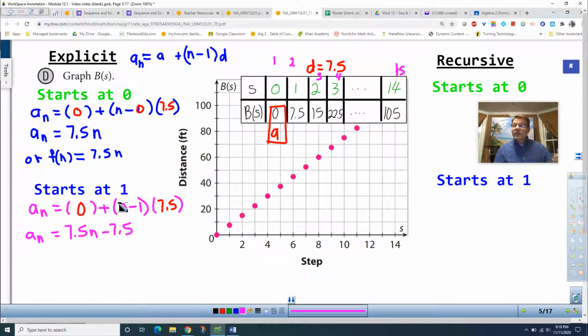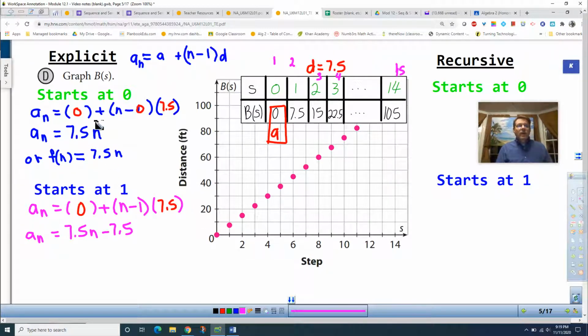Now, let's check some numbers if we start at 1. Instead of plugging in a 0, we're going to plug in a 1, and that should give me 0 out. So if I plug in a 1 here, that's going to subtract, gives me 0. If I plug in a 2, that should give me 7.5. So 2 times 7.5 is 15 minus 7.5, back to 7.5. It's working. So plugging in numbers helps you check your formula.